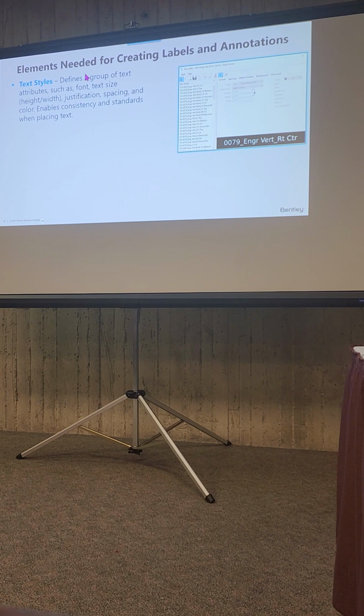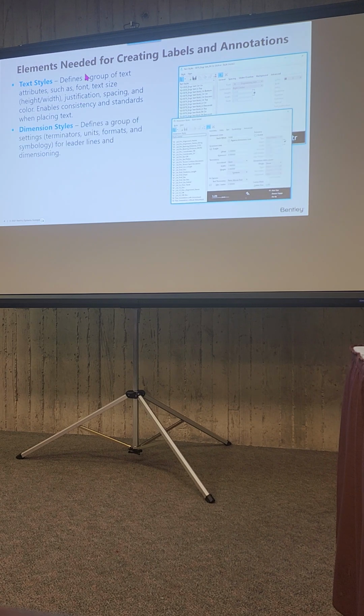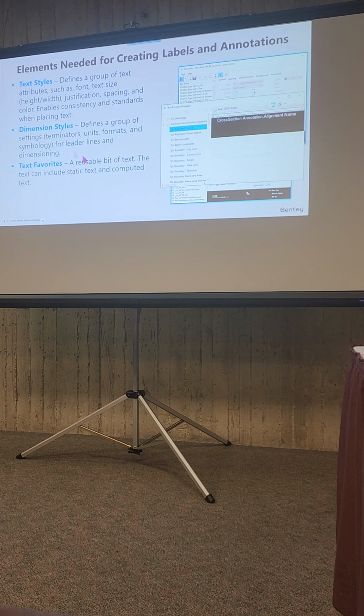So we're going to start with the text style that's just going to format the text. And then another piece that we're going to need is a dimension style. Again, not new, but this is going to control the leader line and the arrow that gets attached to your label. And then we're going to be building the text favorite. When you build the text favorite, you're actually assigning a text style to it, so when you use that text favorite, it's going to automatically inherit that formatting.